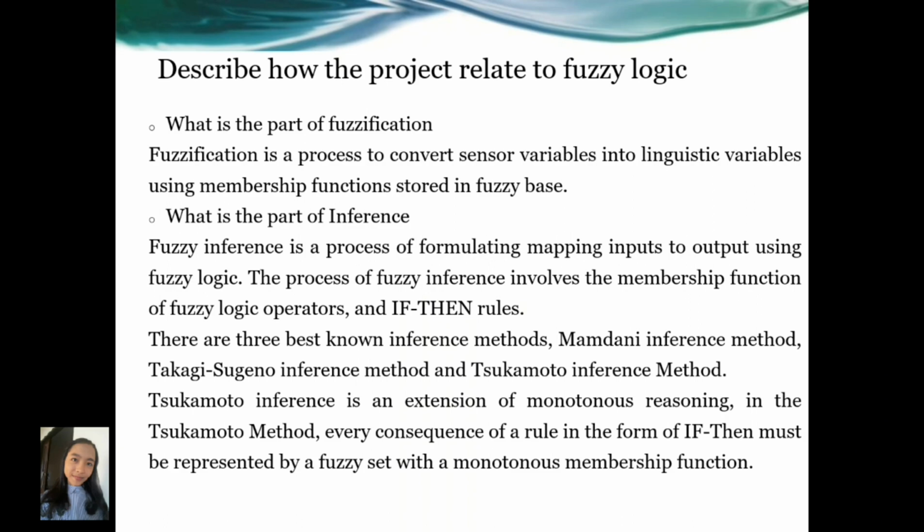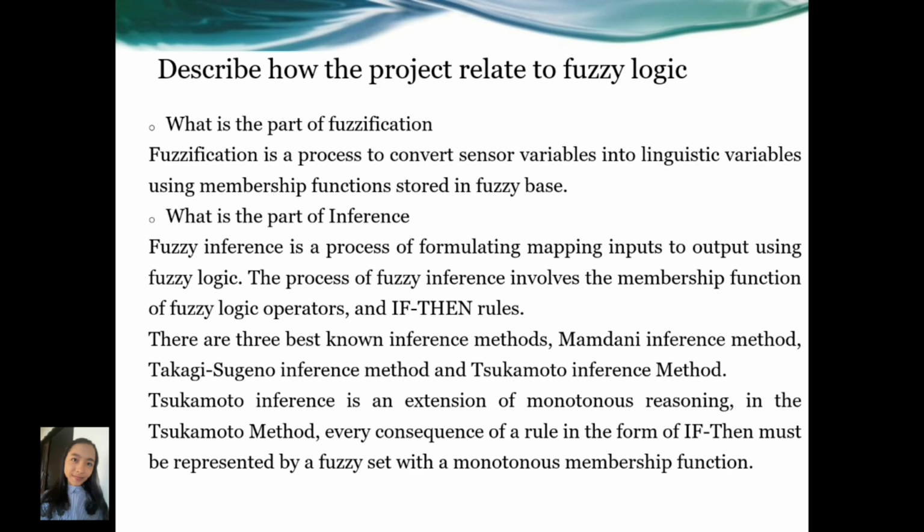Second one, what is the part of inference? Fuzzy inference is a process of formulating mapping inputs to output using fuzzy logic. The process of fuzzy inference involves the membership function, the fuzzy logic operators, and if-then rules. There are three best-known inference methods: the Mamdani inference method, the Takagi-Sugeno inference method, and the last one is the Tsukamoto inference method. Tsukamoto inference is an extension of monotone reasoning.